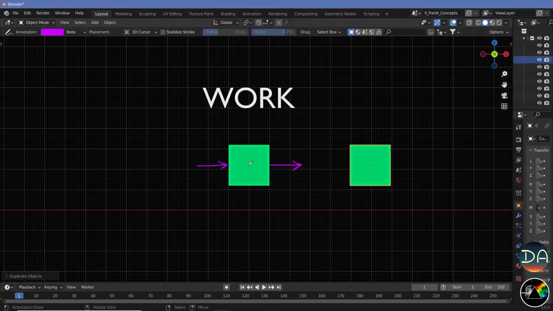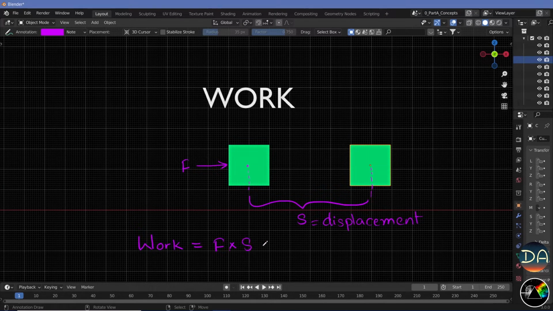So let's assume that this is where the object was and this is its new position due to a force F. If the distance between these is S, which is displacement, then we have to figure out a mathematical quantity that'll be useful for us to solve various problems in real-world scenarios. And scientists realized that we could call that quantity work. And that's going to be equal to the force into the displacement.